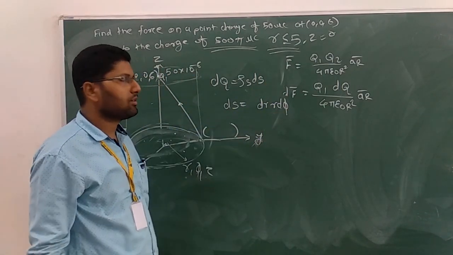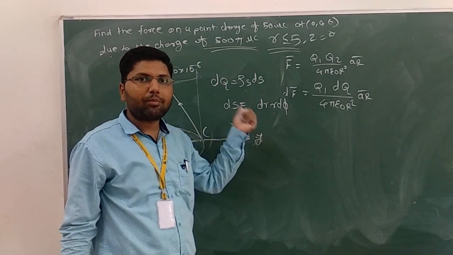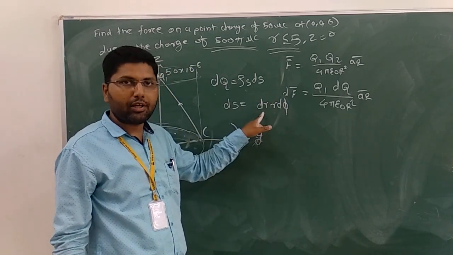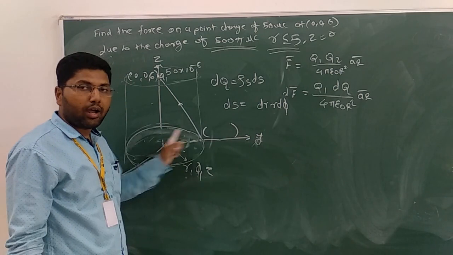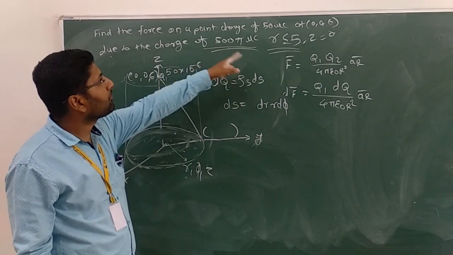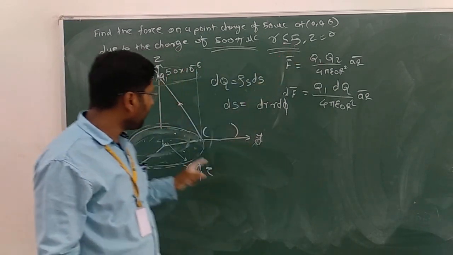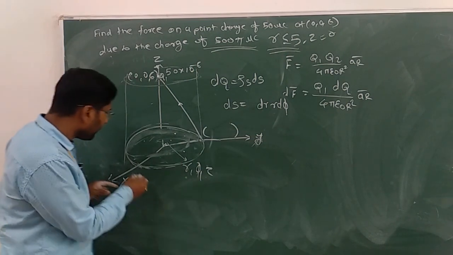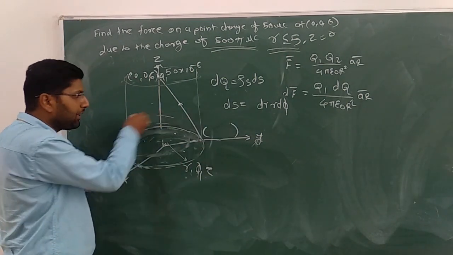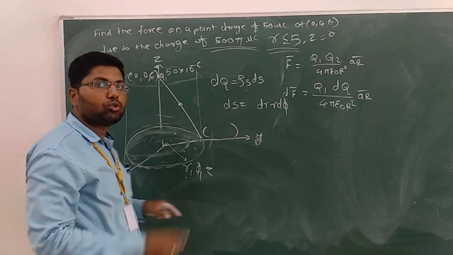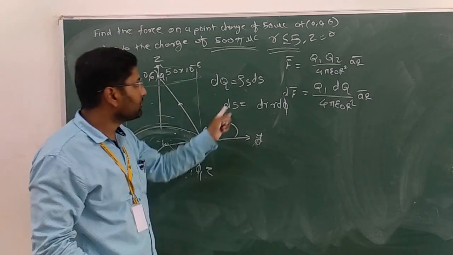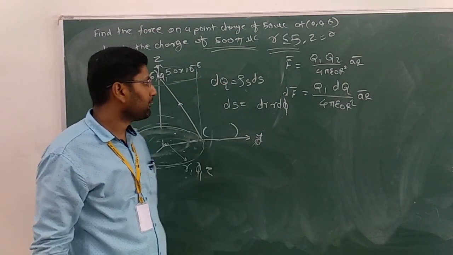So that is ds. And what is the minimum limit and maximum limit for both? For dr, minimum is 0 and maximum is 5. You can see 5. And what about the phi? We know that phi starts from here and completes up to 2 pi. So phi is from 0 to 2 pi.